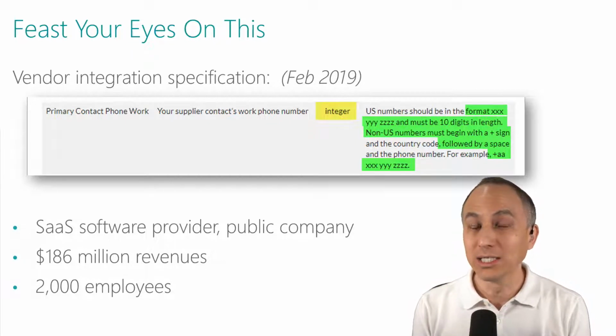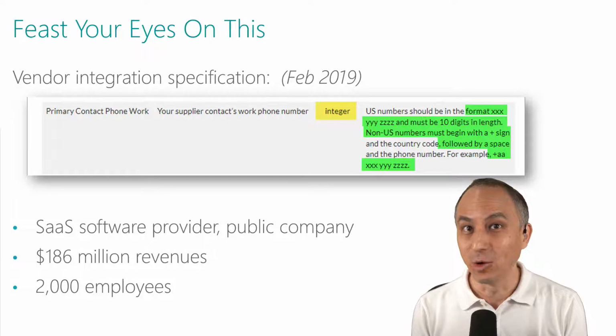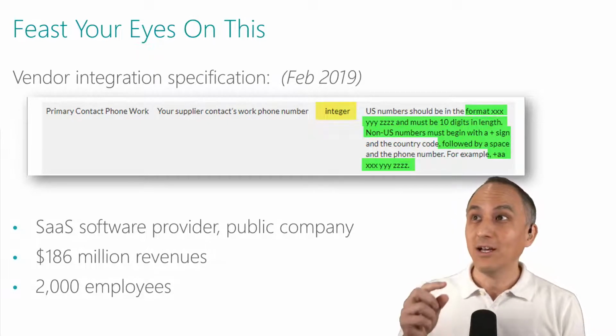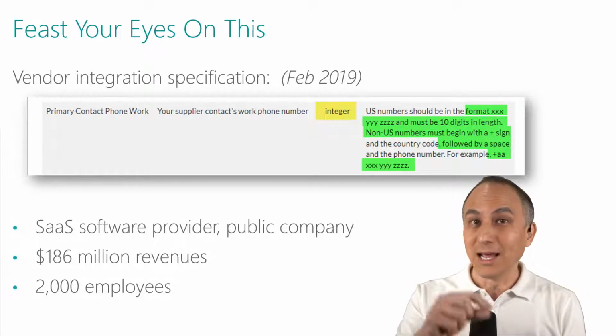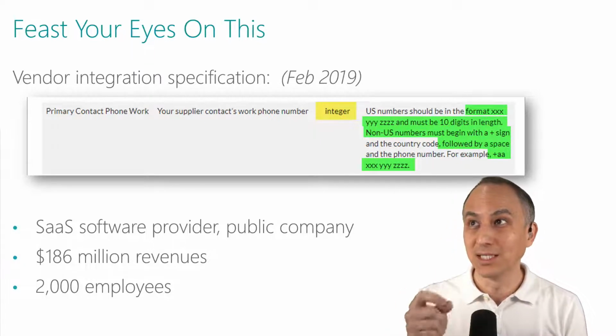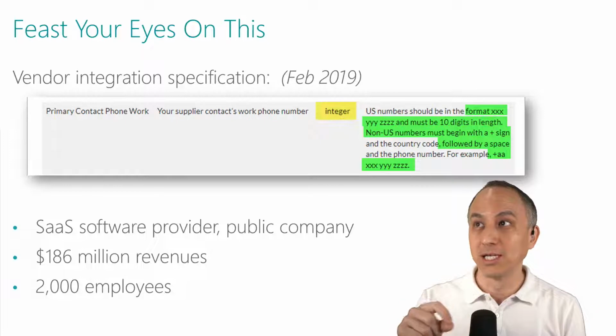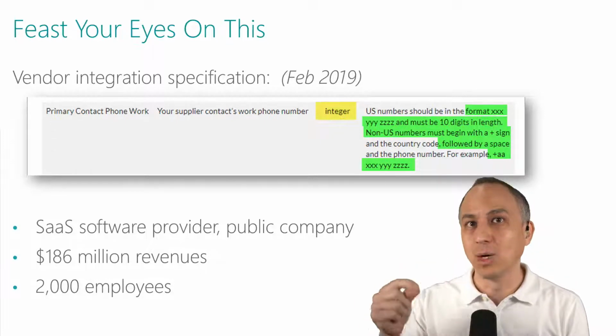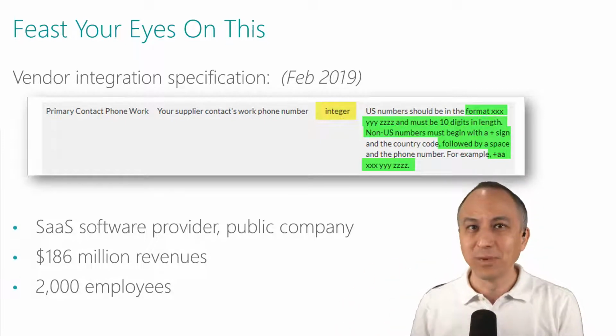And then non-US numbers can have a different format, same field. They can have a plus sign and the country code followed by a space. So that's an explicit space there. And then the phone number, such as plus AA, XYZ, apparently with spaces.